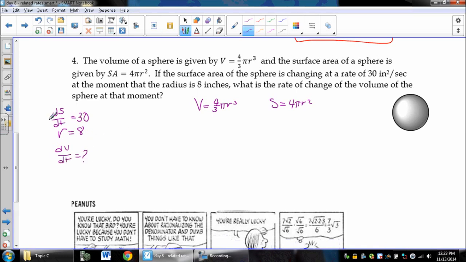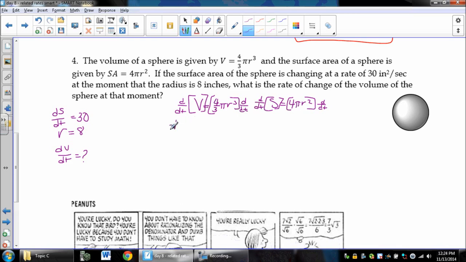Well, I'm using dS/dt and dV/dt, which tells me I should probably take the derivative of each of these equations with respect to t. So I'm going to take a second and take the derivative of each equation with respect to t. d/dt, d/dt. You should be doing the same thing while I sing a song about it. d/dt, d/dt. Okay.